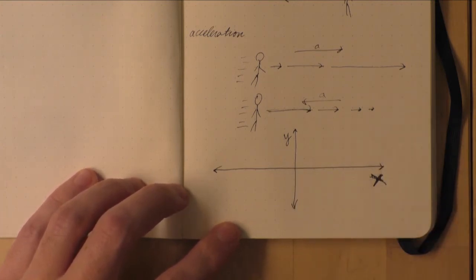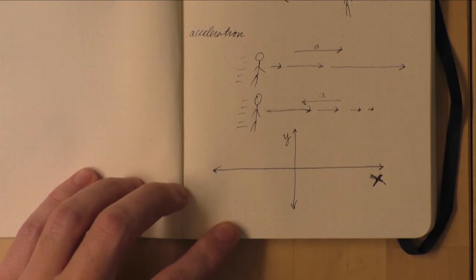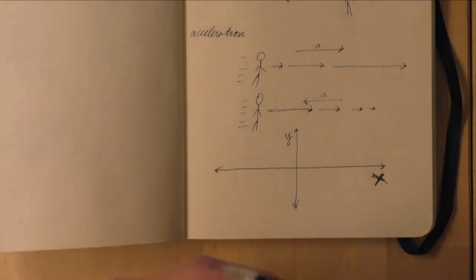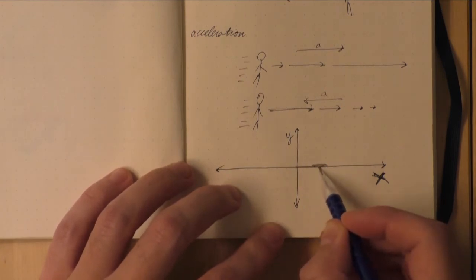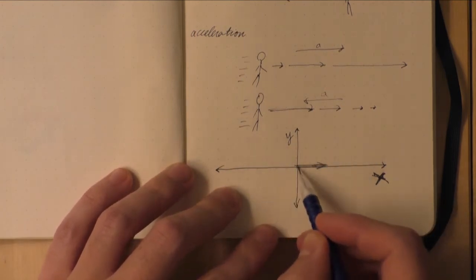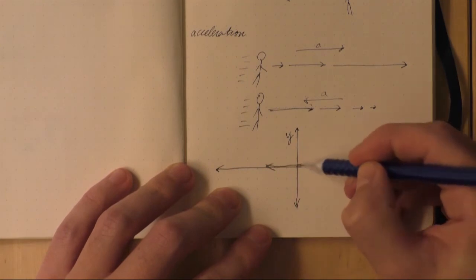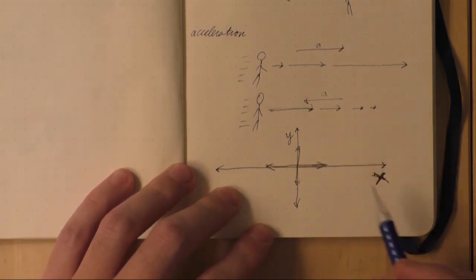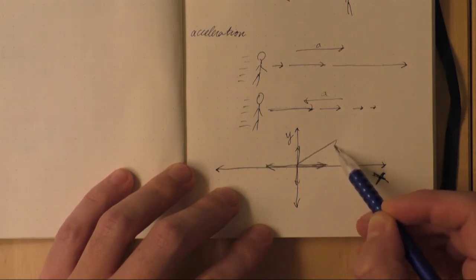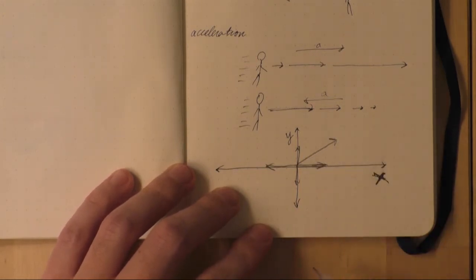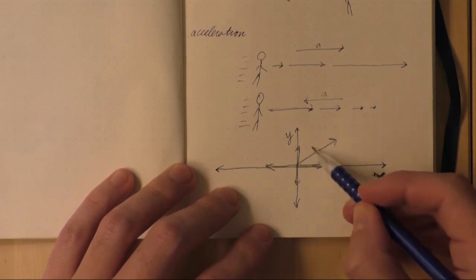So in the past we had vectors that only pointed directly to the right or directly to the left or directly up or directly down. Now we'll have some vectors that point in between. Maybe this is a velocity vector.